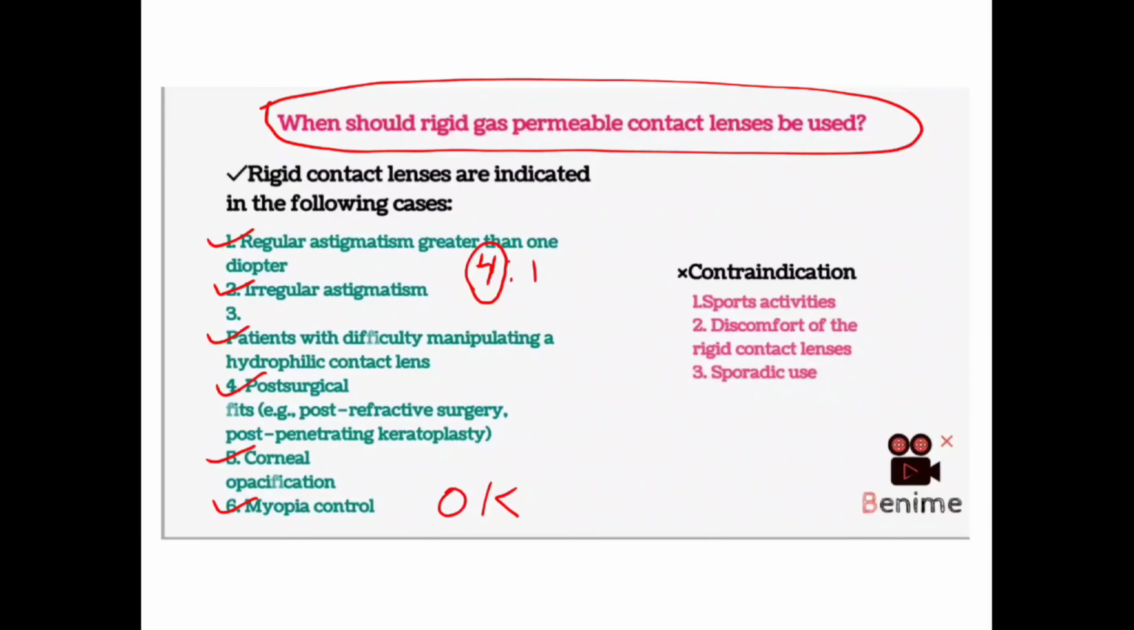Now we'll talk about the contraindications, in which conditions you should not give the contact lens. Sports activities: because of high movement of the body or the eyes, the lens can come out. Second, discomfort with rigid gas permeable lenses. If after 1 week, or after giving some time, the patient is still not adapting to the RGP, or if there is discomfort, you should discontinue. And if there is any sporadic use, you should not give the RGP contact lens.